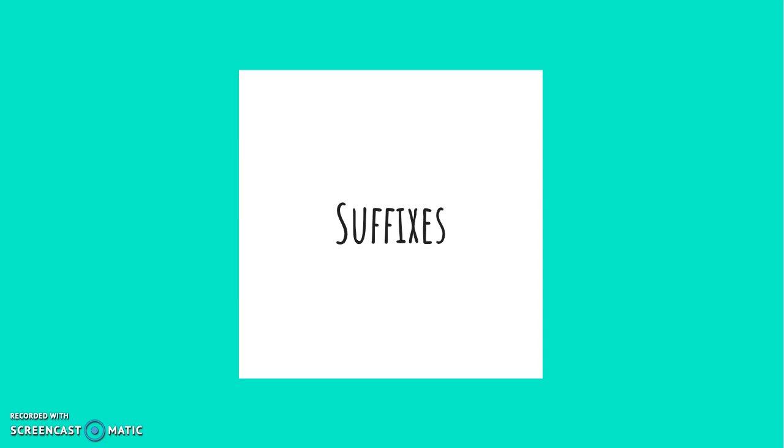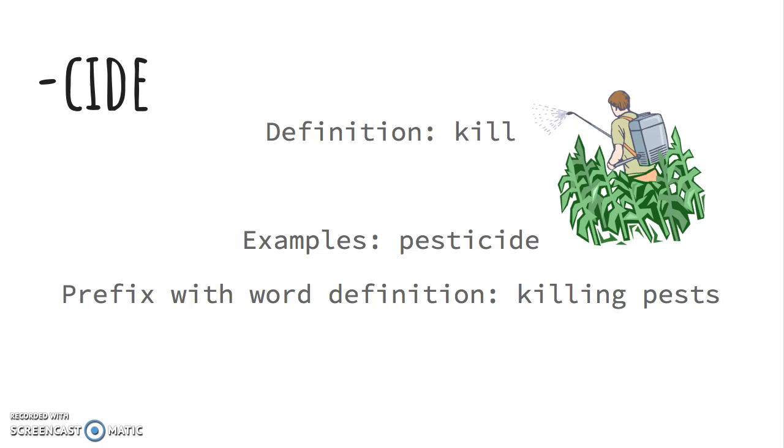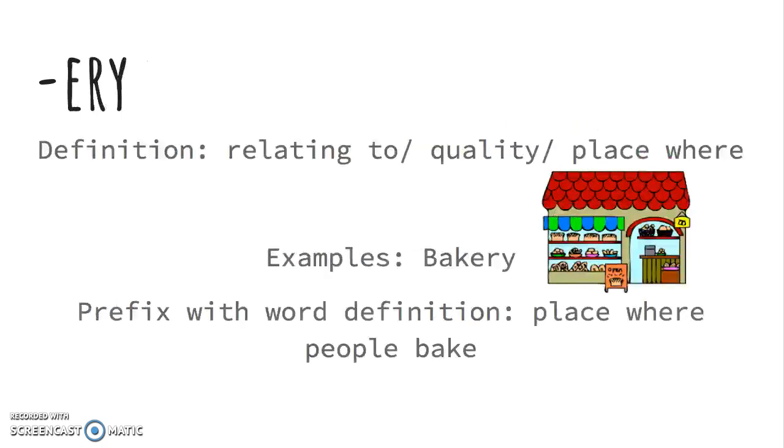So for suffixes, we're also going to be doing 4 of them. So side means to kill, and an example would be pesticide. So you can see the word pests, and then side, we're going to be killing pests. You can see this with farming and if you have a mouse in your home.